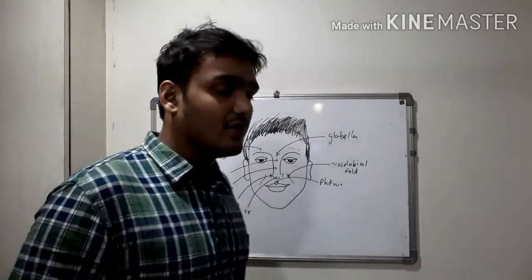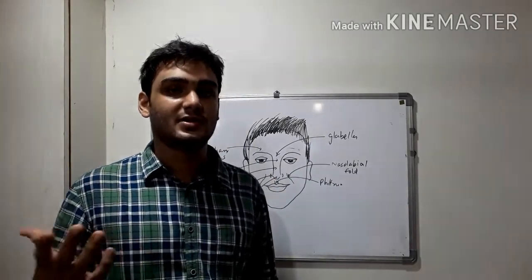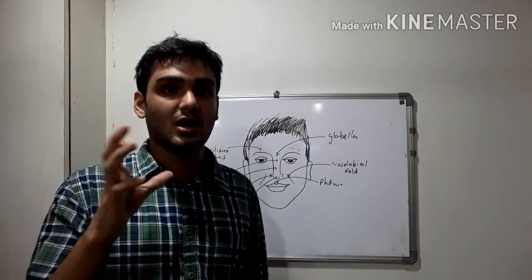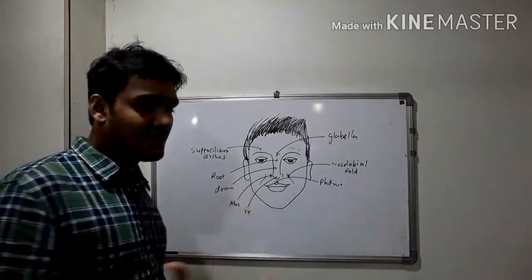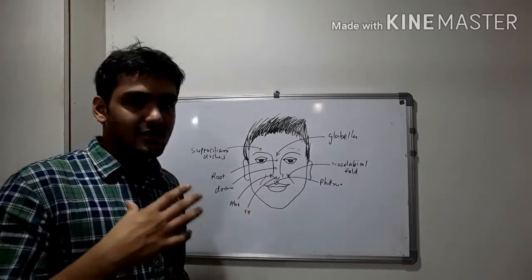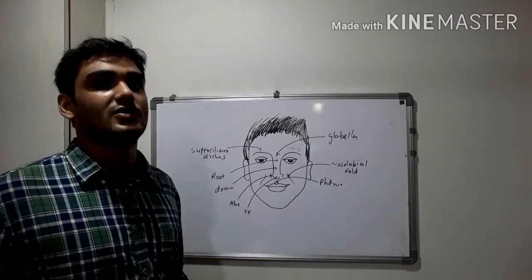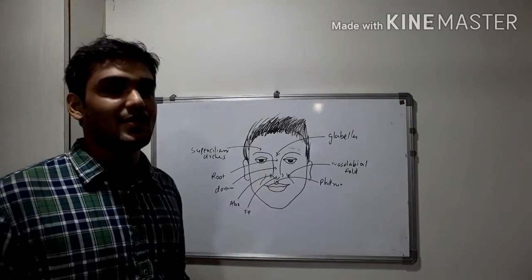The word used in anatomy for the structures related to cheek is buccal, and the structures related to chin are given the name mental. For example, submental lymph nodes, or mental nerve, or submental artery, and so on.